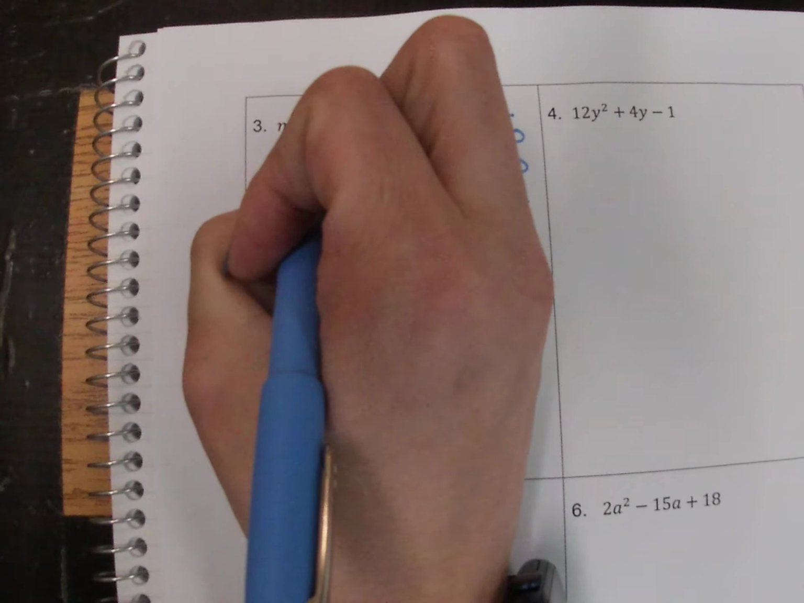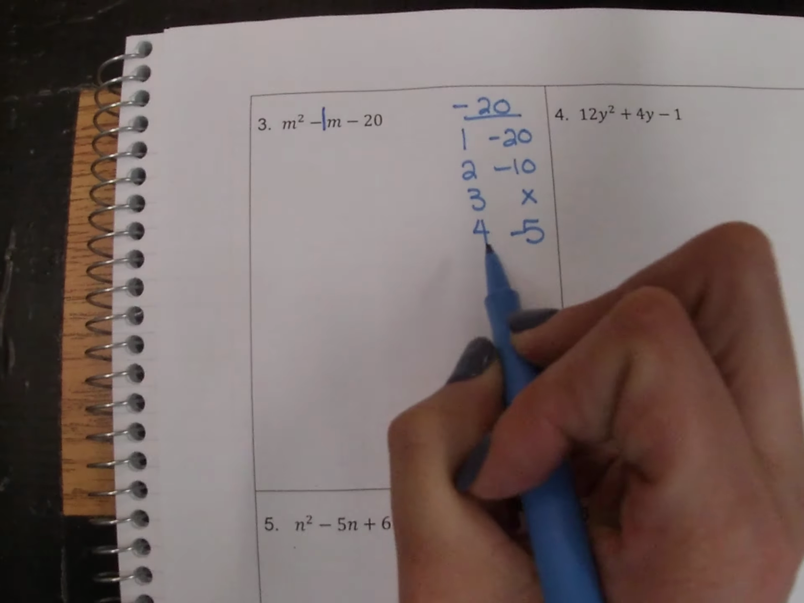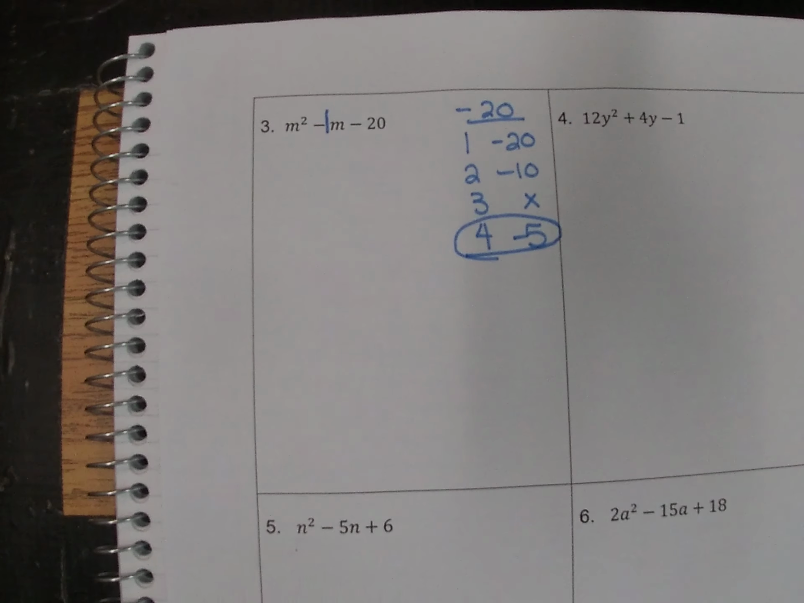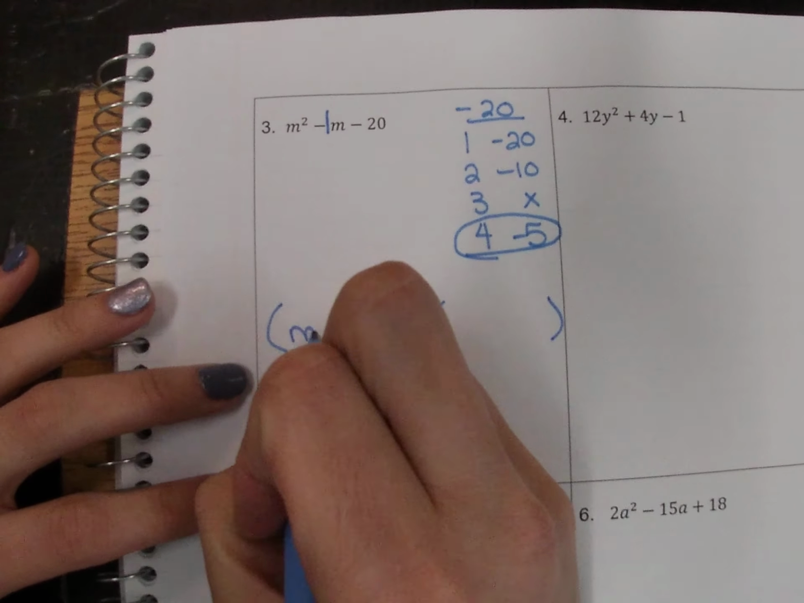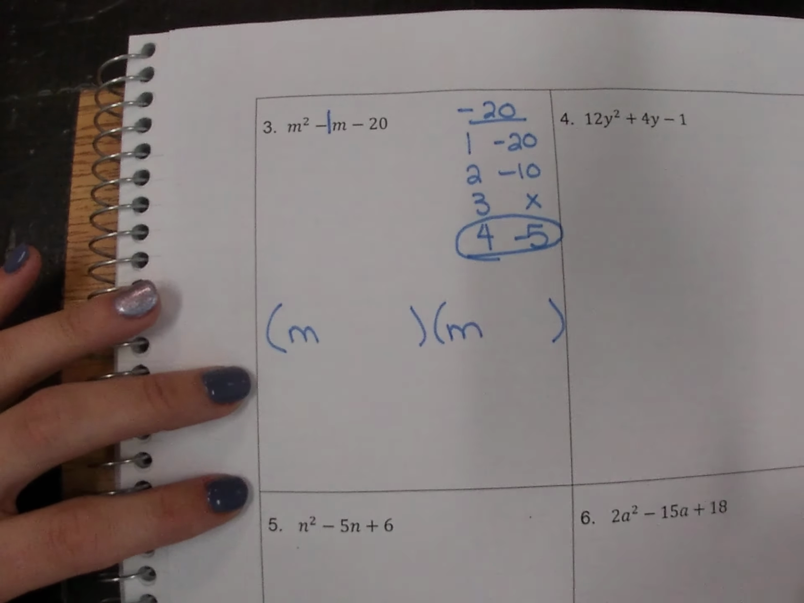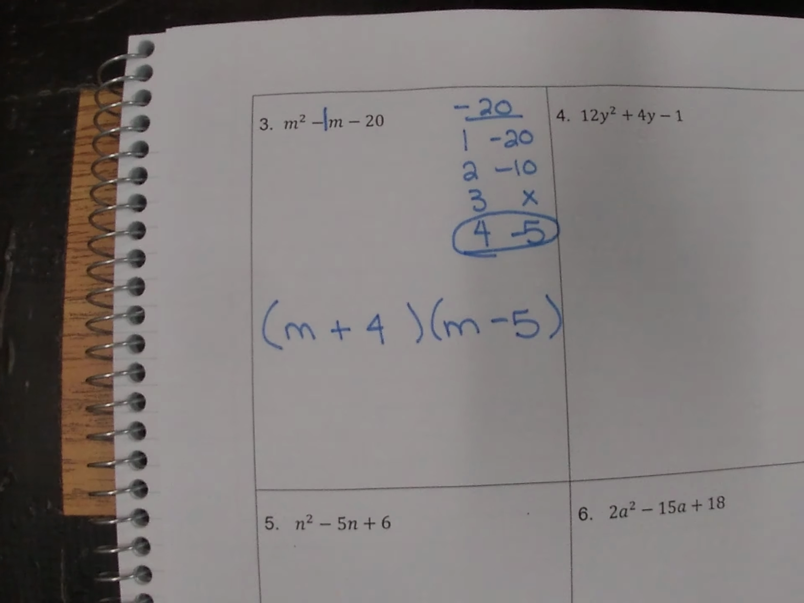Now, when we don't see a number in front of here, there's really a 1, so we're looking for what adds up to negative 1. And that will be our 4 and negative 5. We said we could use the shortcut here, so we know we're going into our two binomials with our variable starting it off. It's a positive 4 and a negative 5.